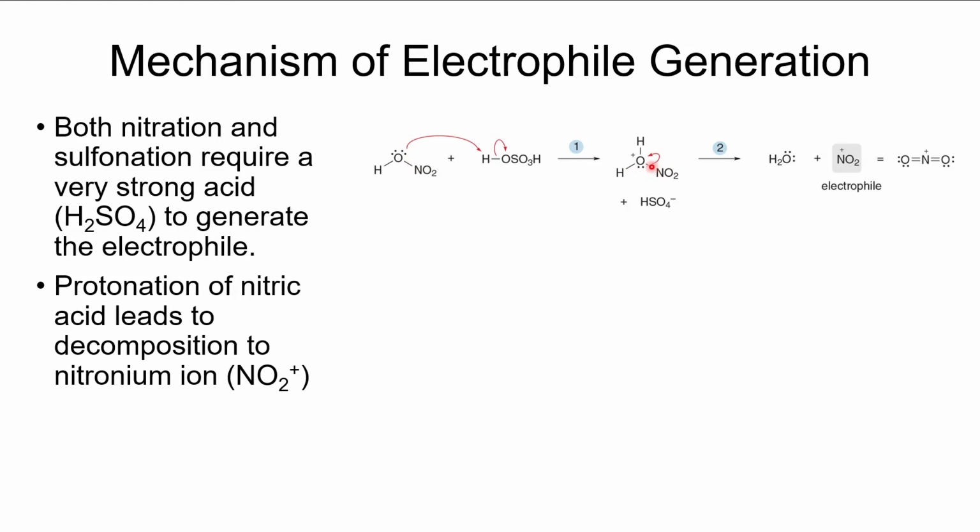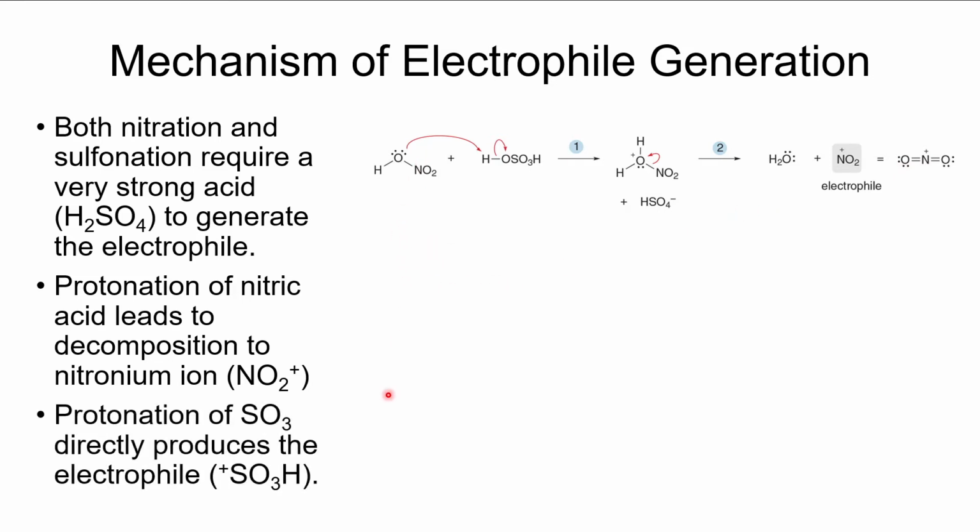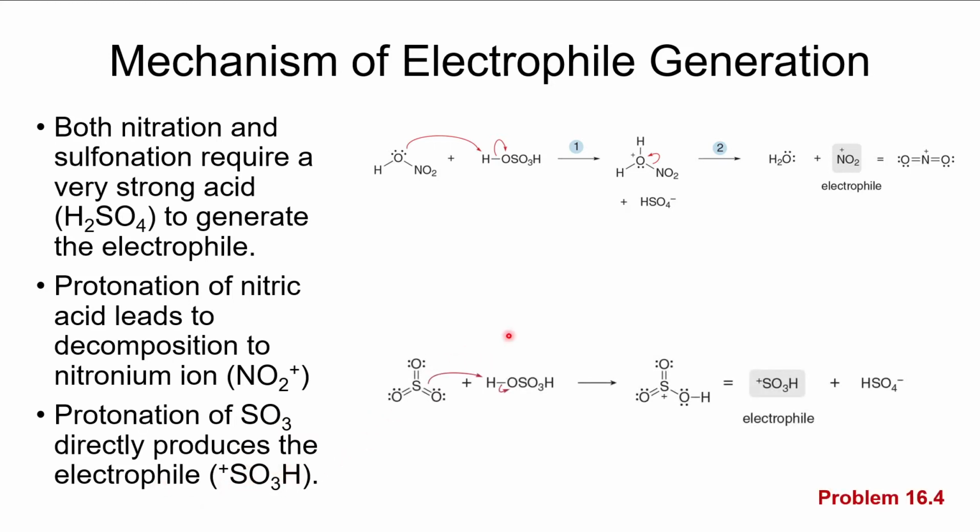That intermediate is unstable. You can break the oxygen-nitrogen bond here, get water and the nitronium ion, and the nitronium ion, here's a picture of it. The nitronium ion is what acts as the electrophile. So we'll look at that here in just a moment. For the sulfonation, for sulfur trioxide, it reacts and produces the electrophile, which is this particular electrophile.